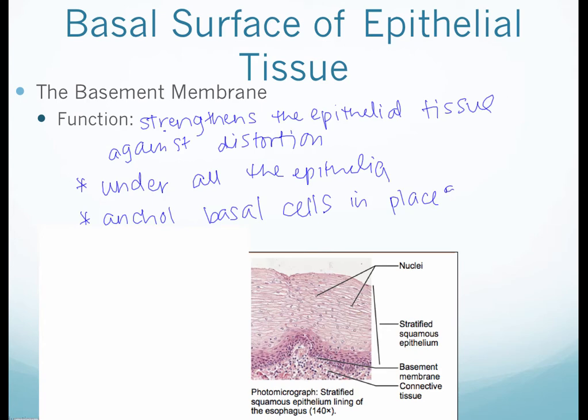So what are these basal cells? Here is our epithelia. When I was giving you an example, we have many layers of cells, and the bottommost layer of cells are called the basal cells, and we're going to learn about these basal cells in chapter 4. But in order for these basal cells, the most bottom layer of our epithelial tissue, to be anchored in place, we need that basement membrane. Okay, so here's that basement membrane.